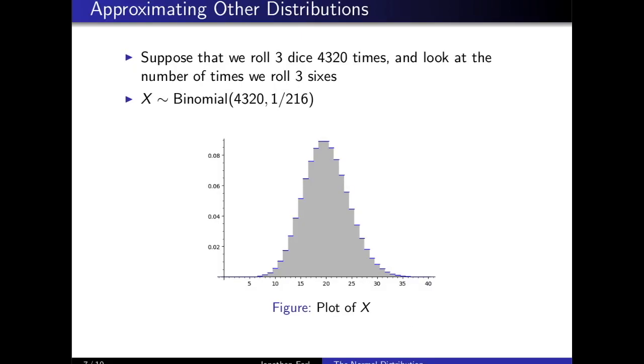So here's one other example that we could look at where the approximation with the normal distribution isn't as great as we might expect, even though the number of trials is pretty big. So here, we're going to roll 3 dice 4,320 times, and I chose that number very specifically so that I'll get an expected value of 20.